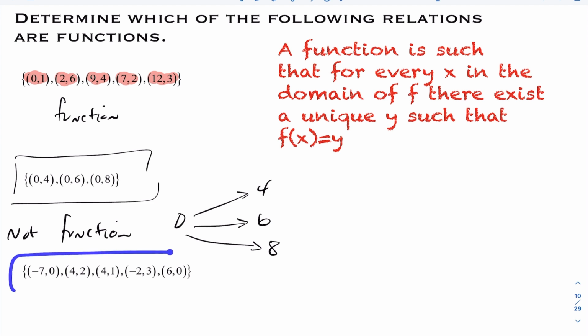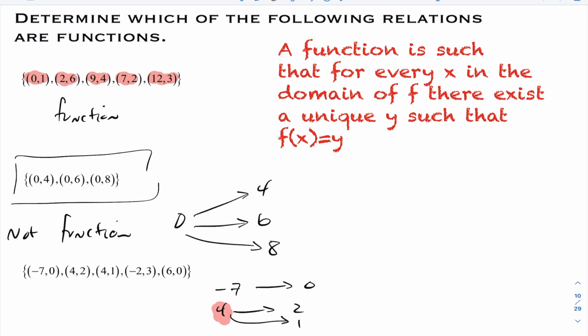And lastly, taking a look at this example here, sometimes it is easier to express it in mapping form. In this case, -7 is being sent to 0, 4 is being sent to 2, 4 is also being sent to 1, and right away we don't even have to continue. I already know that this is not a function because of this sequence here. We have 4 being sent to 2 and 4 being sent to 1. In the third example, this is a relation, but it is not a function. Let's continue on our exam review.